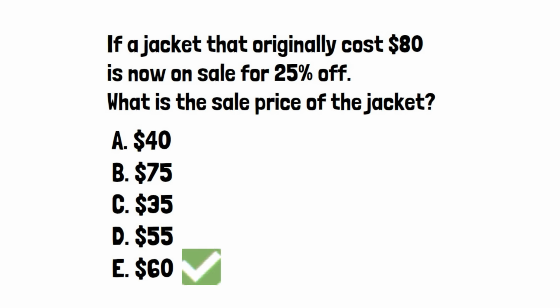Correct answer, E. Explanation. To find the sale price of the jacket, we first need to calculate how much the discount is. The discount is 25% of the original price, which is 0.25 x $80 equals $20. This means that the sale price of the jacket is equal to the original price minus the discount. $80 minus $20 equals $60. Therefore, the sale price of the jacket is $60.